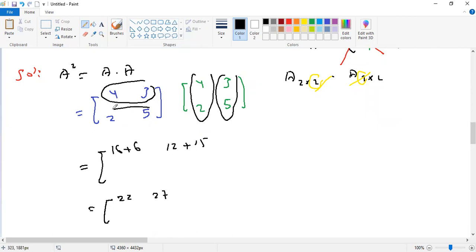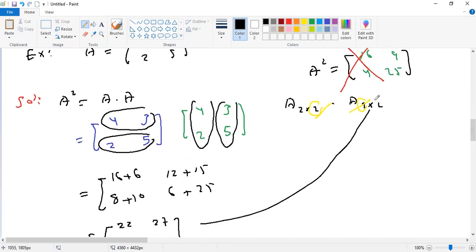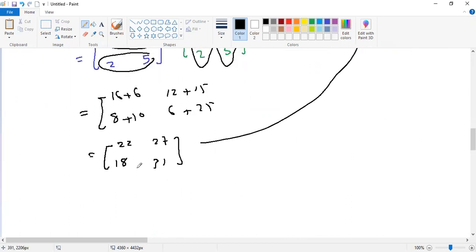Now the second row: 2 by the first column, 2 by 4, is 8, plus 5 times 2, which is 10. So now this one is 18. Now the second row, 2, 5, by the second column: 2 by 3 is 6 plus 5 by 5, 25, which is equal to 31. So this is the answer of the multiplication. The answer, students, is not this one, which is wrong. The answer is 22, 27, and the second row, 18 and 31. This is A squared.